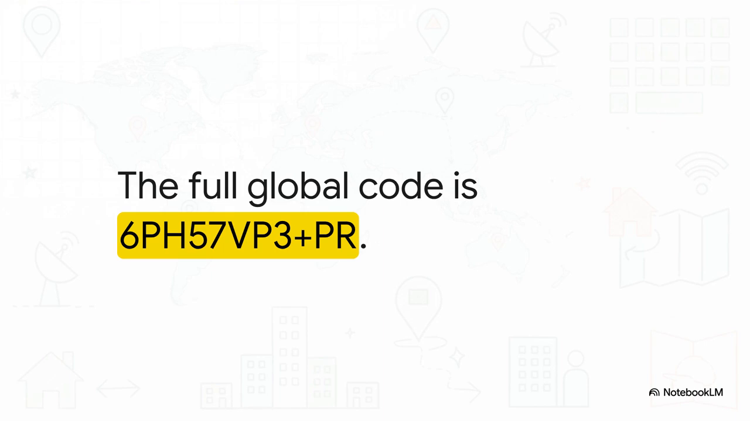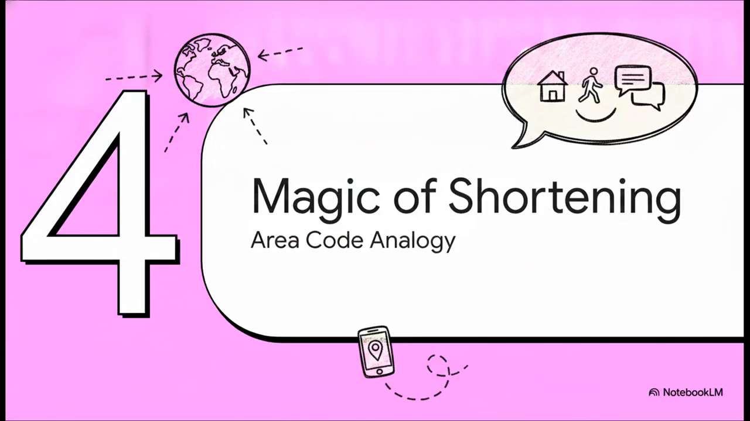Let's anchor all this math in reality for a second. If you were standing right at the famous Merlion Park in Singapore, your fully resolved global 10-character plus code would be 6PH5 7VP3 plus PR. That one single string of characters completely replaces a complex, messy latitude and longitude coordinate, identifying that exact 14-meter square on the planet. Which brings us to Section 4, the magic of shortening.